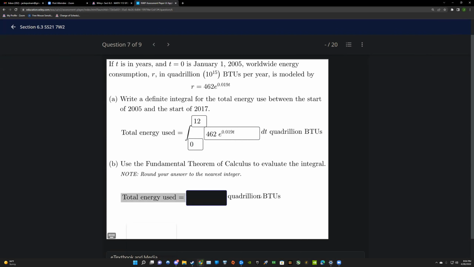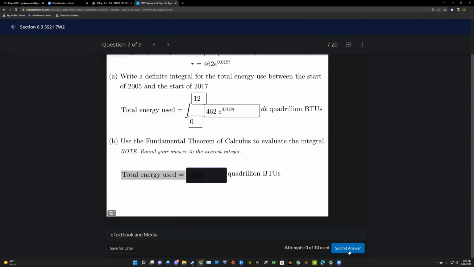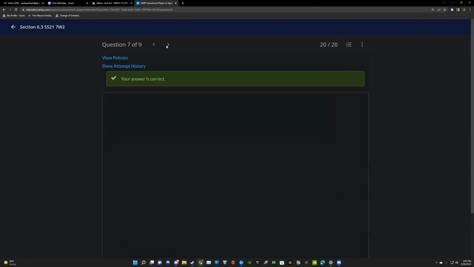And then here you actually have to go to your calculator and enter that in that integral. You do the math 9 again. 0, 12, 462 e to the 0.019 t, or basically x, and then dx on the outside. I get like 6226, but I'll put this in a fraction. Nope. 6226. Let's see if that's it. And it likes that. Perfect.